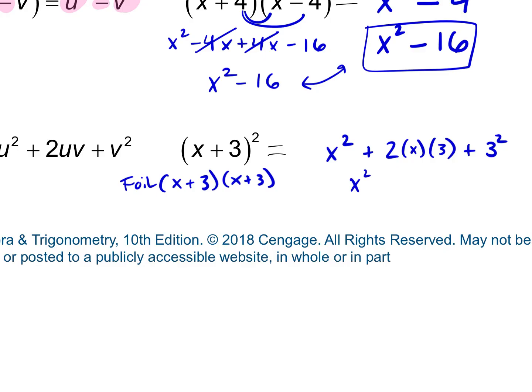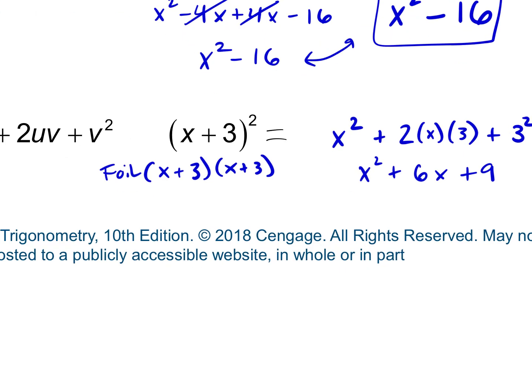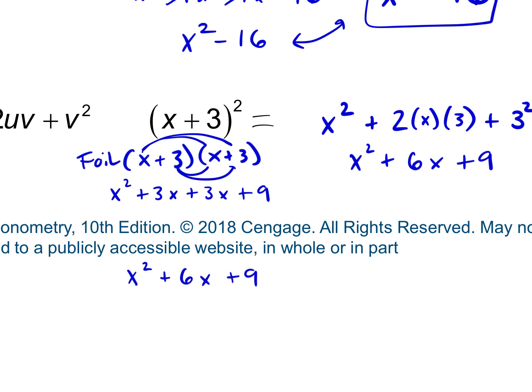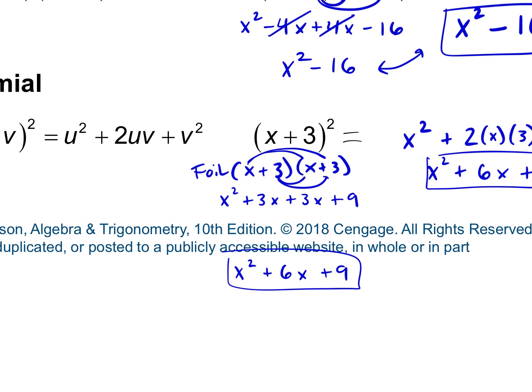So we get x squared plus, in the middle we'd have 6x plus 9. Let's FOIL it out and see if we get the same answer. When we FOIL, we have x times x, which would be x squared. X times 3 plus 3x, 3 times x plus 3x, and 3 times 3 plus 9. Then we combine our like terms, we get x squared plus 6x plus 9. So same thing. It is the same thing, just two different ways of doing it.